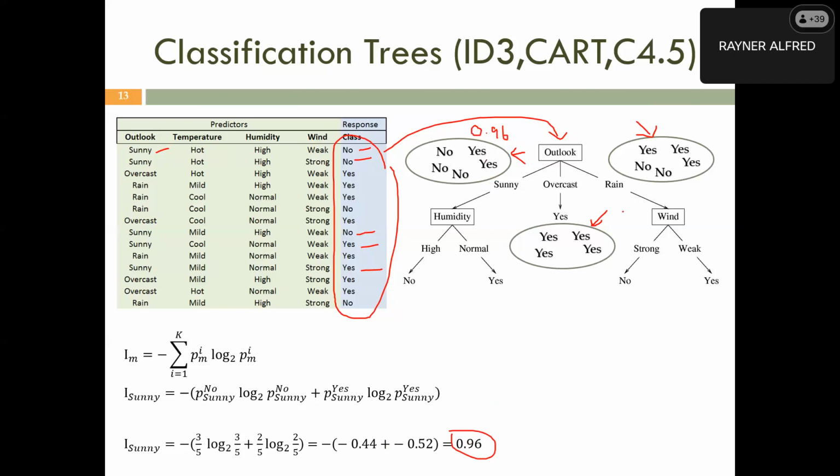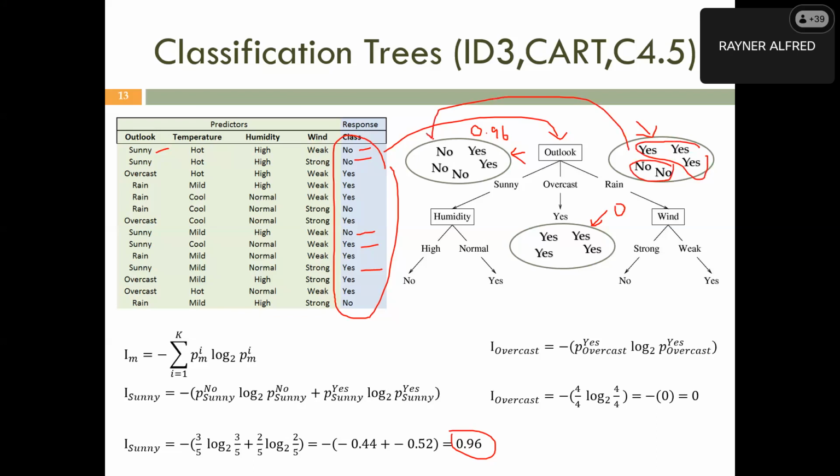Okay, and for this one, we can assume that the entropy is 0 because all of them belong to one class. Okay, so for the overcast, if we plug in the value, 4/4, because we only have one class, the value is 0. Okay, and for this one, we have 3 yes and 2 no's. This is similar to what we have here. So basically, we can say, okay, the entropy for this one is 0.96.